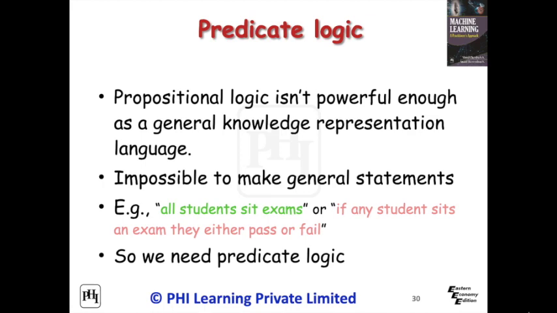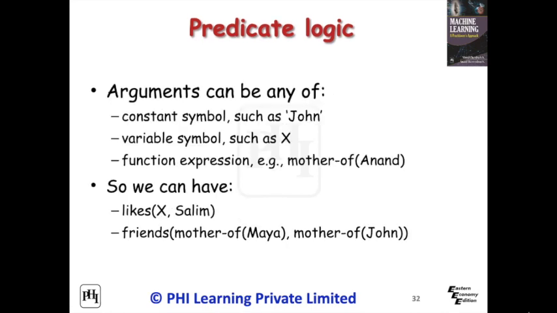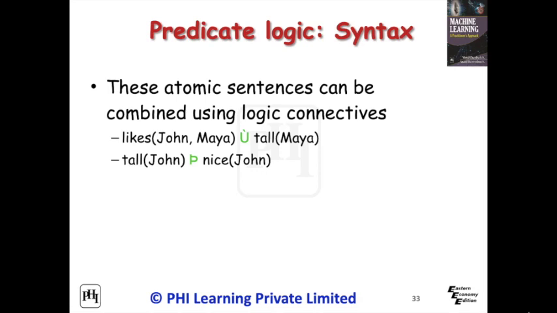Propositional logic isn't powerful enough as a general knowledge representation language. An example is given. In predicate logic, the basic unit is a predicate or argument structure called an atomic sentence. Some of the examples are given here. Some of the examples for predicate forms are given here.